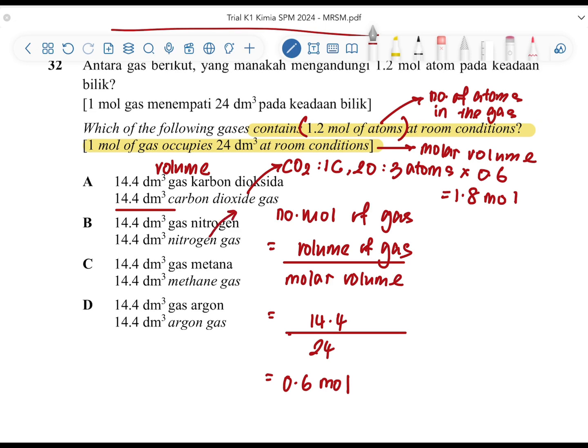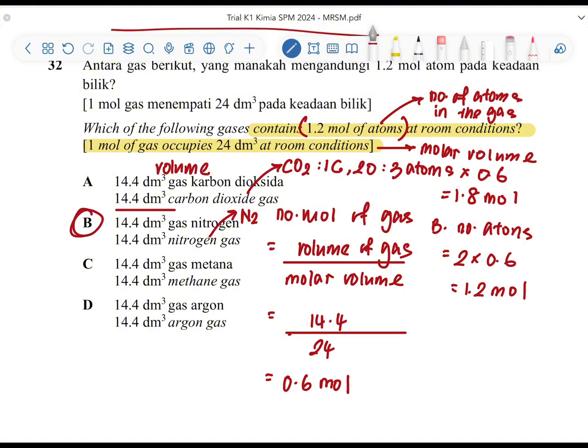Next, the nitrogen gas, N2. Since it contains 2 nitrogen atoms, the number of moles of atoms is 2 times 0.6, which is 1.2 mole. So the answer is B.